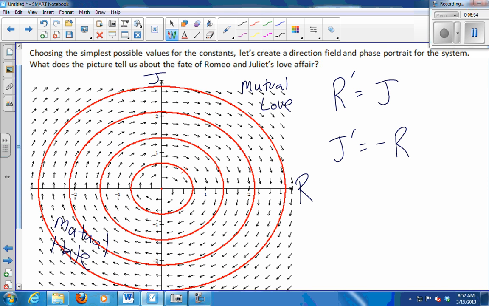In this picture, they're actually circles, and it just looks a little distorted because of the scale. But if you change the constants, as long as this one's positive and this one's negative, you get an ellipse. So it's possible that their feelings are not always equal, whether they're both love or one's love and hate. But in this case, they are. Their feelings are not always mutual, but equal.